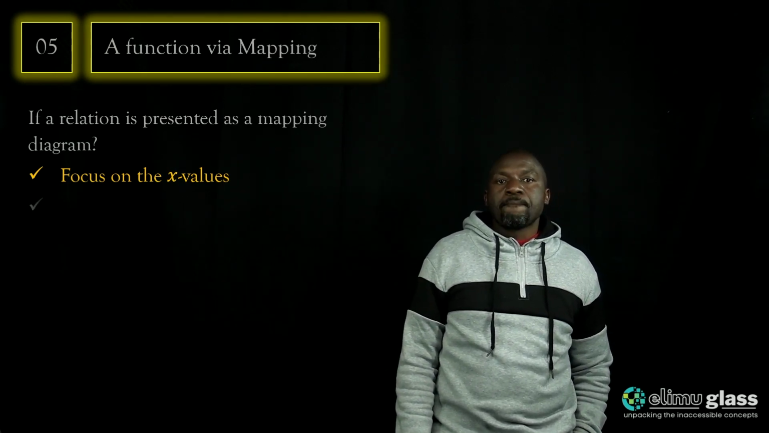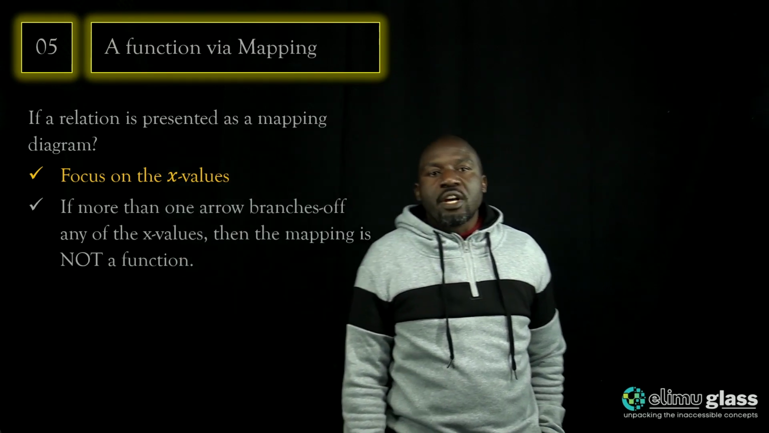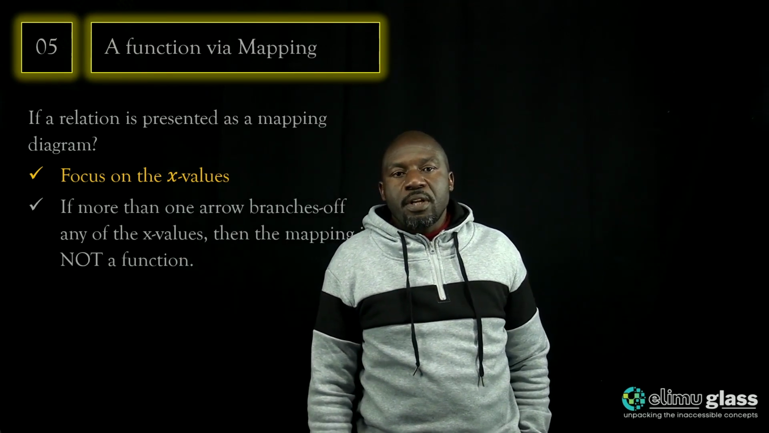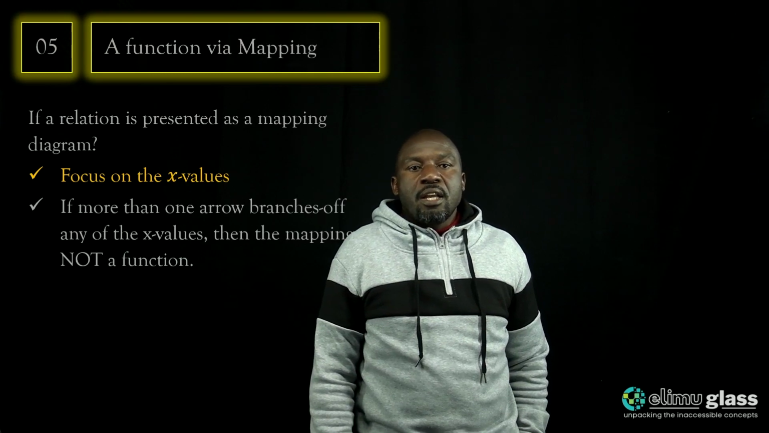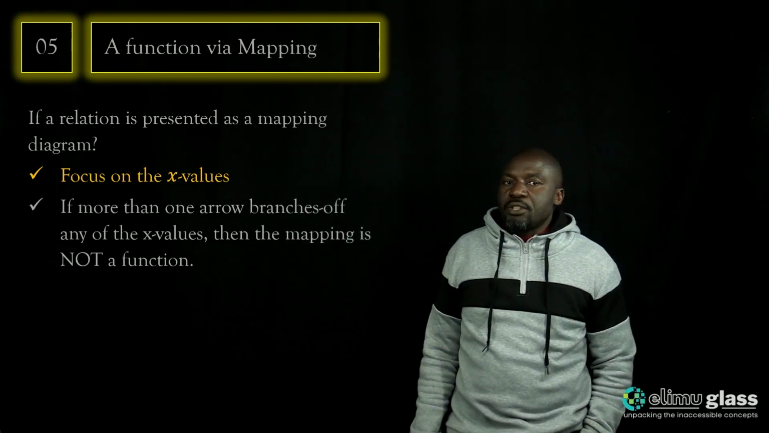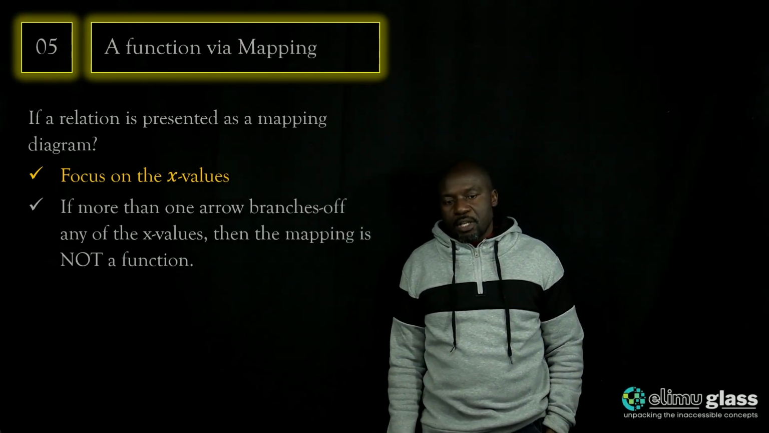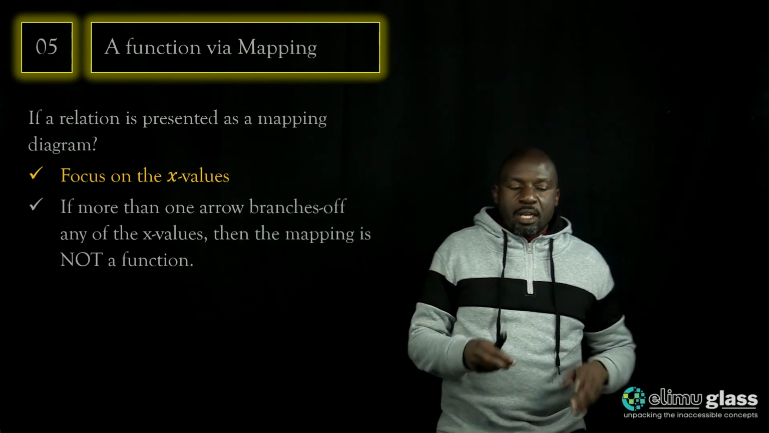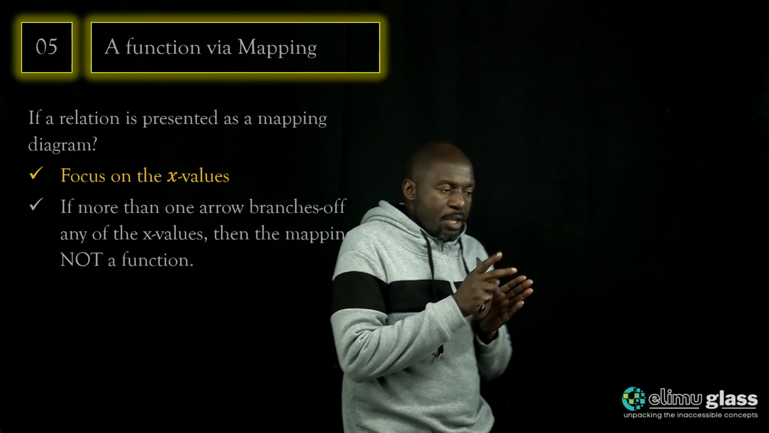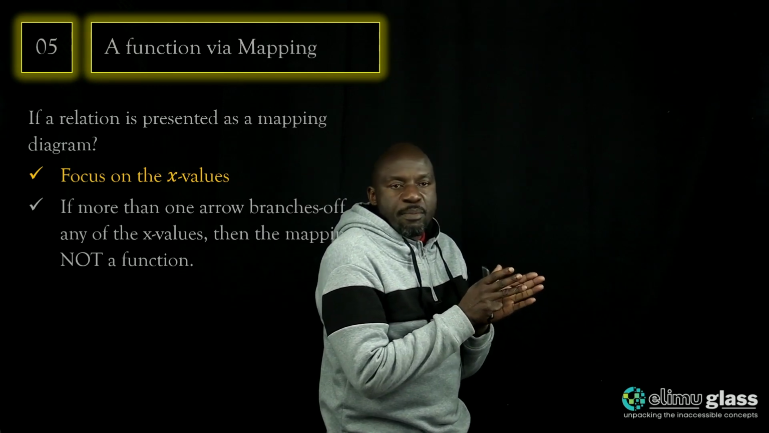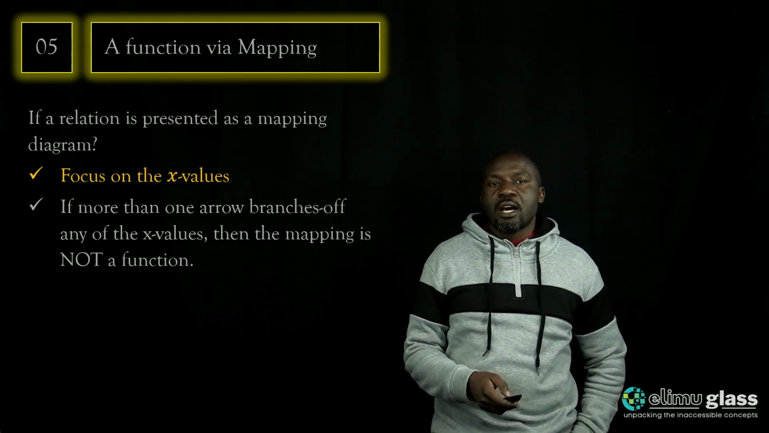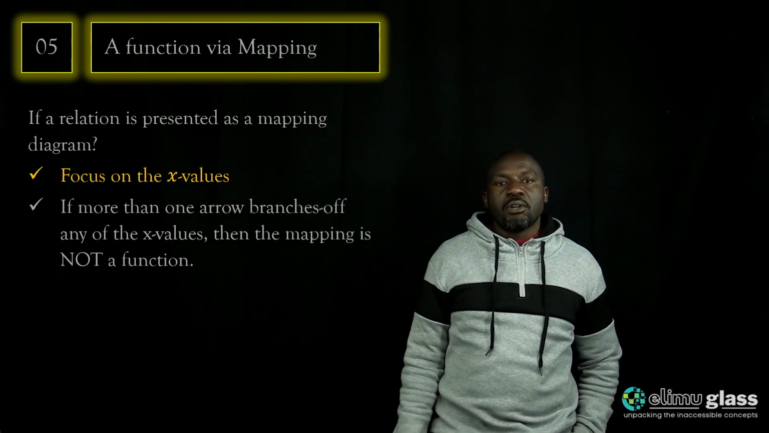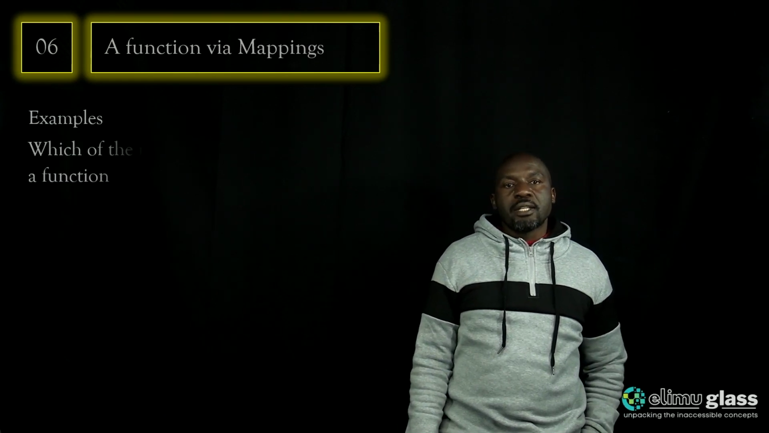Focus on the domain. If more than one arrow branches off any of the x values, then the mapping is not a function. So we cannot have more than one arrow coming off a value in the domain. Okay? If we have more than one arrow, then that is not a function. Okay? Here is an example.